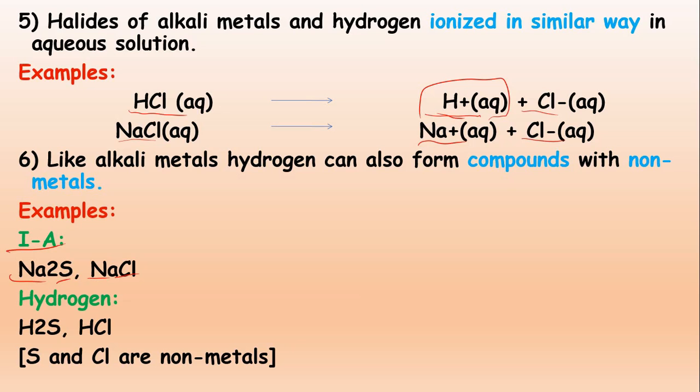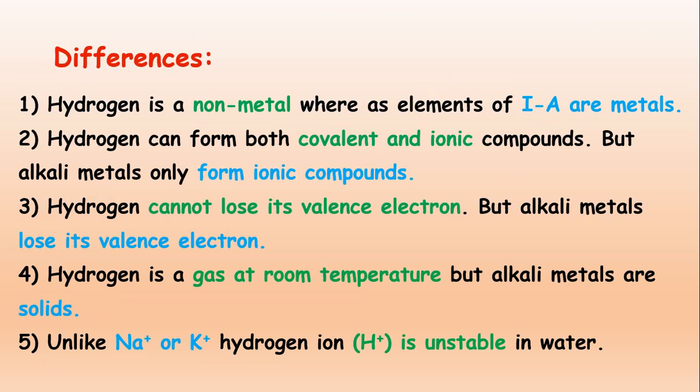Chlorine and sulfur are the non-metals. And look at here, hydrogen will also react with sulfur to produce hydrogen sulfide, and hydrogen will also react with a non-metal like chlorine to produce hydrochloric acid. So sulfur and chlorine are both non-metals in the above-mentioned examples.